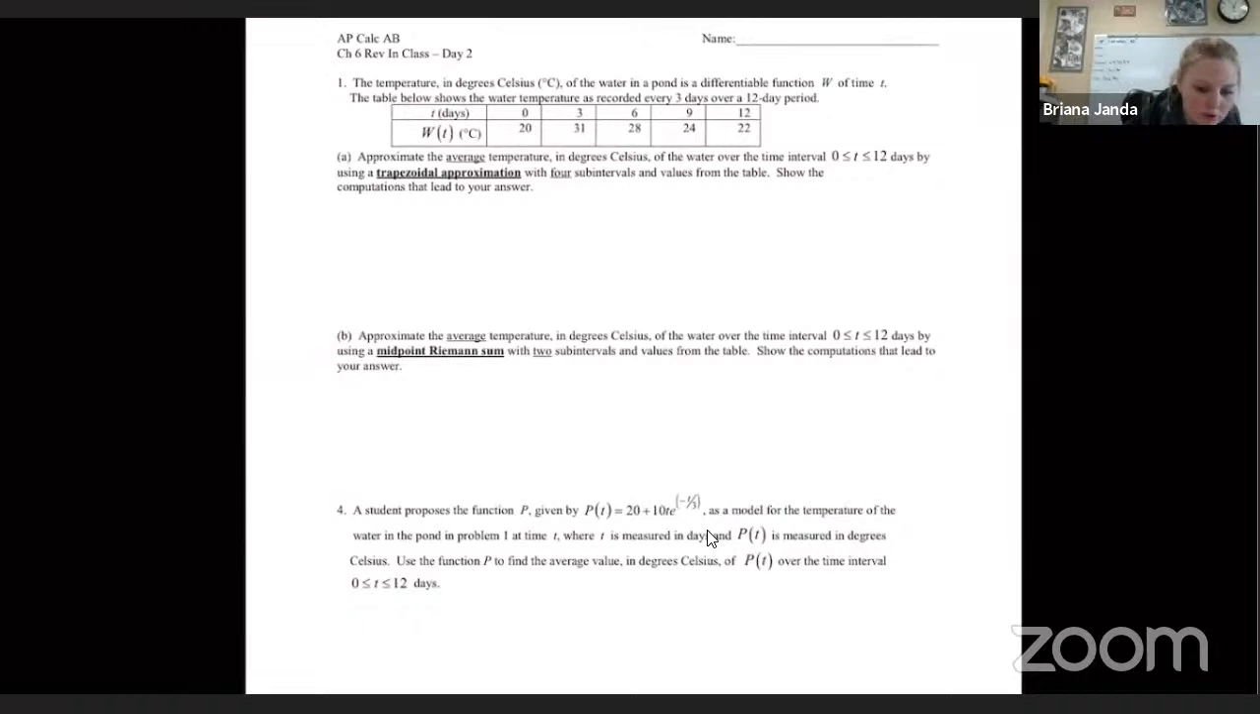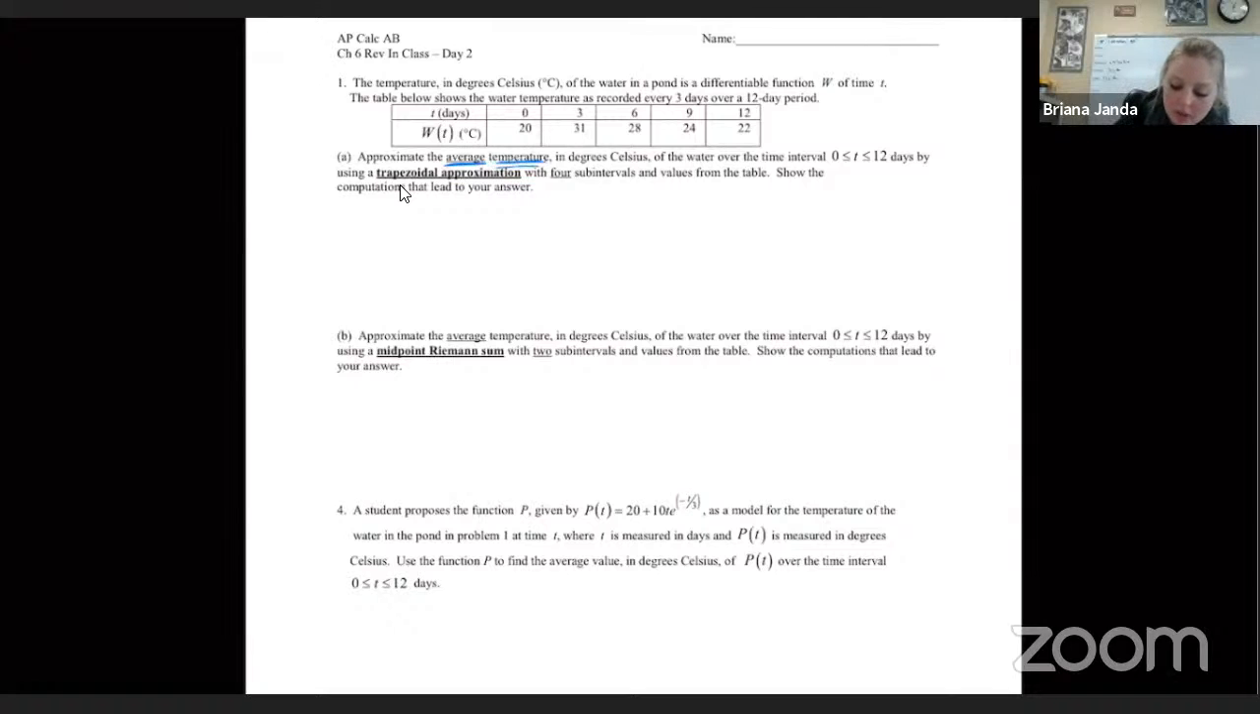All right, on this first one, you see it says approximate the temperature. So we're looking at a table that's got our temperatures given from 0 to 12 days, and our temperature is done in degrees Celsius of water in a pond. And so it says estimate the average temperature. And that's, again, the function that we have.